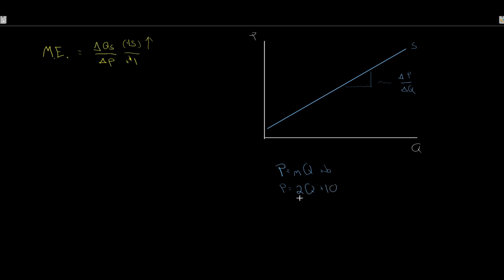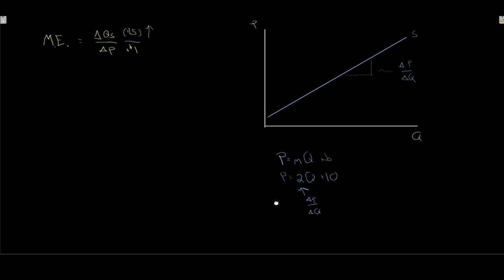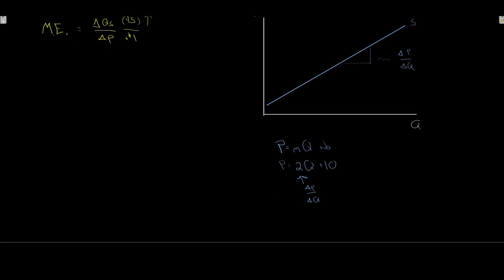If we're using this form, this 2 is my slope. That is my change in price over change in Q. But this slope is not my marginal effect. If I were to rewrite this the other way, as an actual supply, that is quantity as MP plus B, well, I would get my actual marginal effect there.